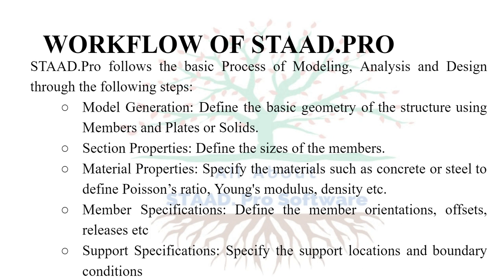Third one is material properties. Specify the materials such as concrete or steel to define Poisson's ratio, Young's modulus, density, etc. Fourth one is member specification. Define the member orientations, offsets, releases, etc. Fifth one is support specification. Specify the support locations and the boundary conditions. That means which type of support you are going to provide should be specified.